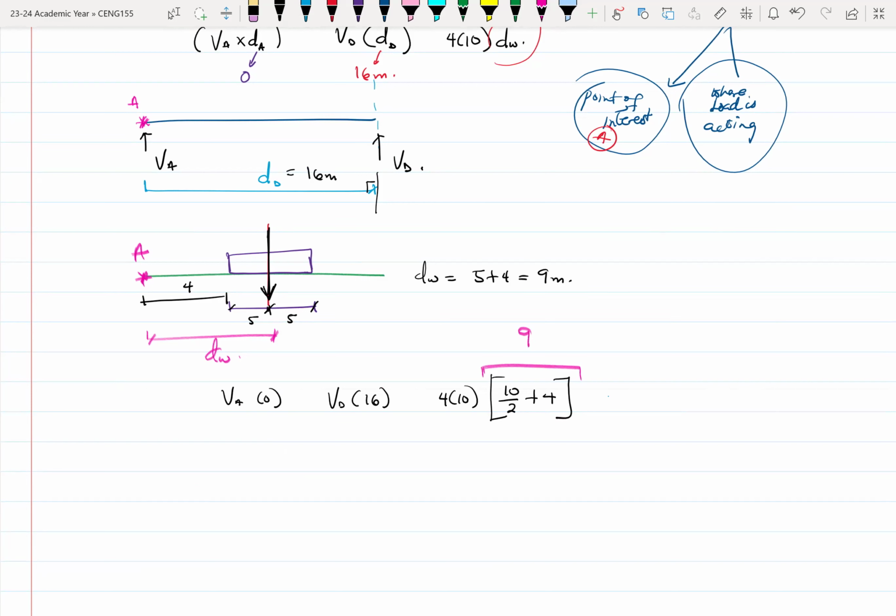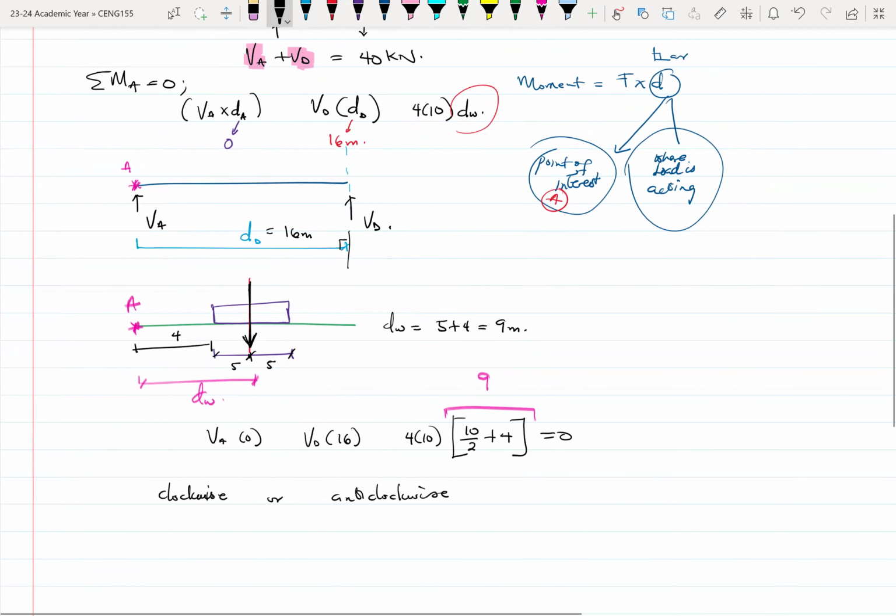All this should be equal to 0, but we are summing, so we're supposed to add, right? How do we know whether some of them are plus or some of them are negative? We use the rotations, all right? Is it clockwise or anti-clockwise?